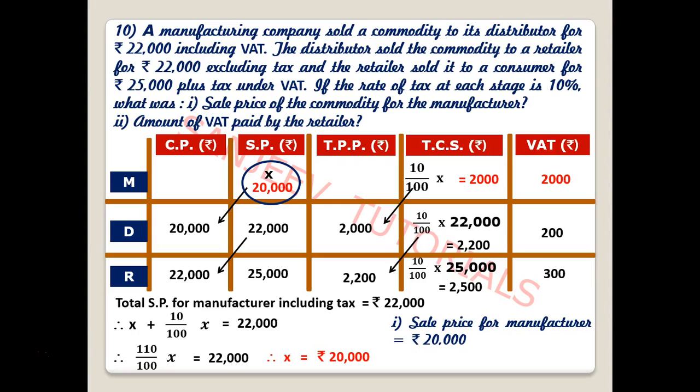The second part of the sum is the amount of VAT paid by the retailer. Now, VAT paid by the retailer, this entry is already done in our table. That is the last entry we have done, 300 rupees. So VAT paid by the retailer is rupees 300.